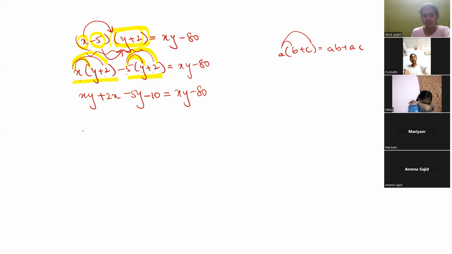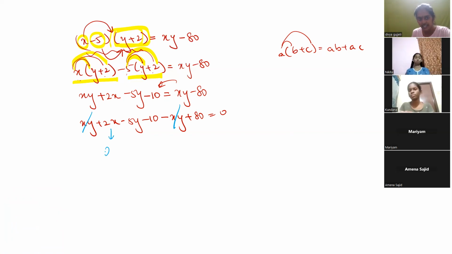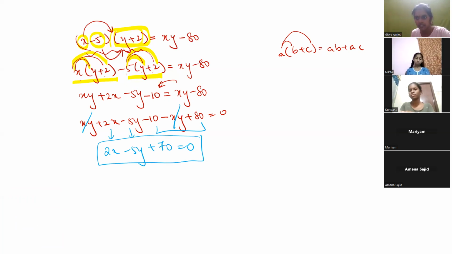Okay, so now you see. Bring all terms to one side, beta. Directly you can see XY gets cancelled, but if you don't understand that, you bring all terms together. So you'll have XY plus 2X minus 5Y minus 10. Now bring this to LHS, so it will be minus XY plus 80 equals to 0. Now plus XY minus XY gets cancelled. And you have 2X as it is. You have minus 5Y, please write as it is. Now minus 10 plus 80 gives you plus 70 equal to 0. So this is the first equation, beta. So you got a linear equation in 2 variables now. Understood? Okay. Now this is for case 1.